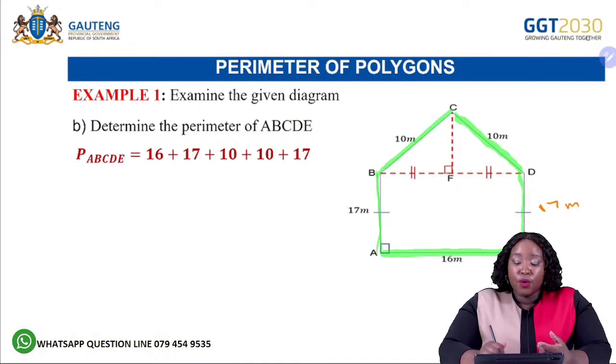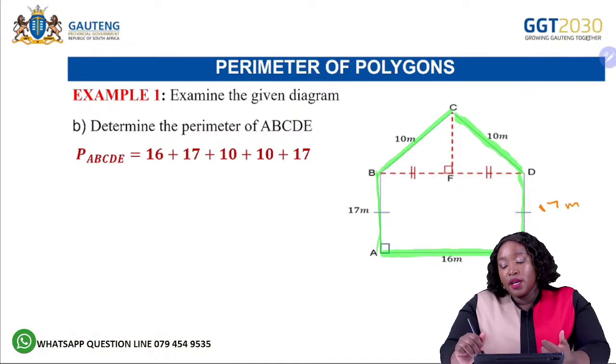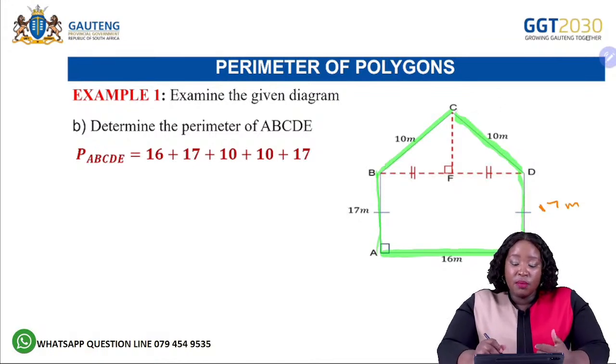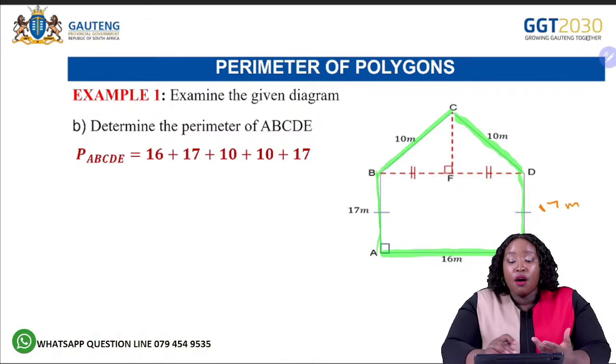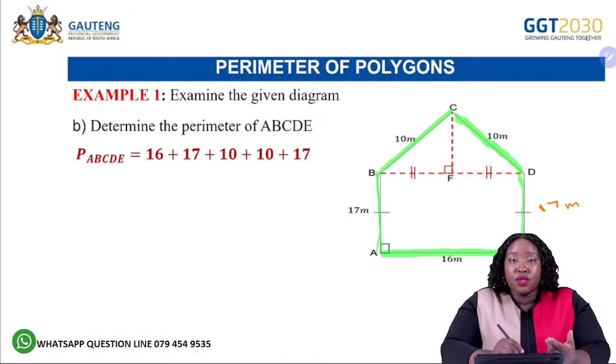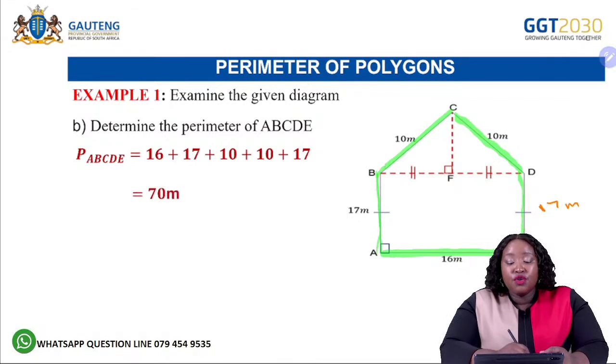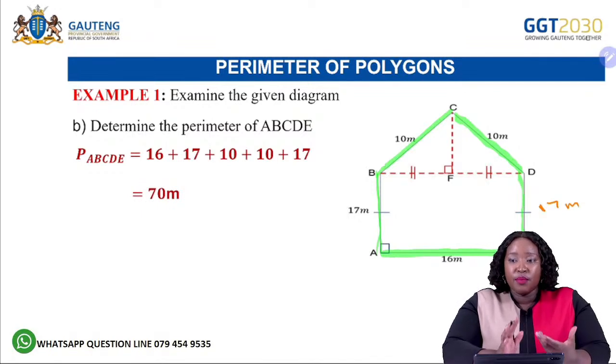If you choose to say, I'm going to say AE plus DE plus CD plus BC plus AB, and then put the values, that is also acceptable. That actually helps you to keep track of which side you still need to add. Then you should get 70 meters. That's essentially it. That's how we calculate perimeter.